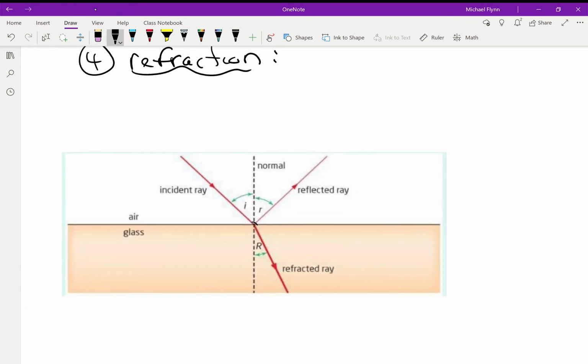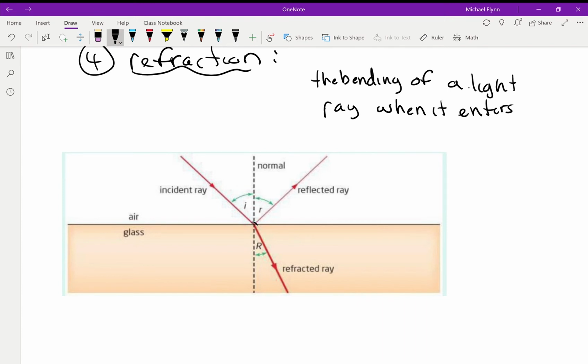So refraction is the bending of a light ray when it exits a medium and enters a new medium, right?